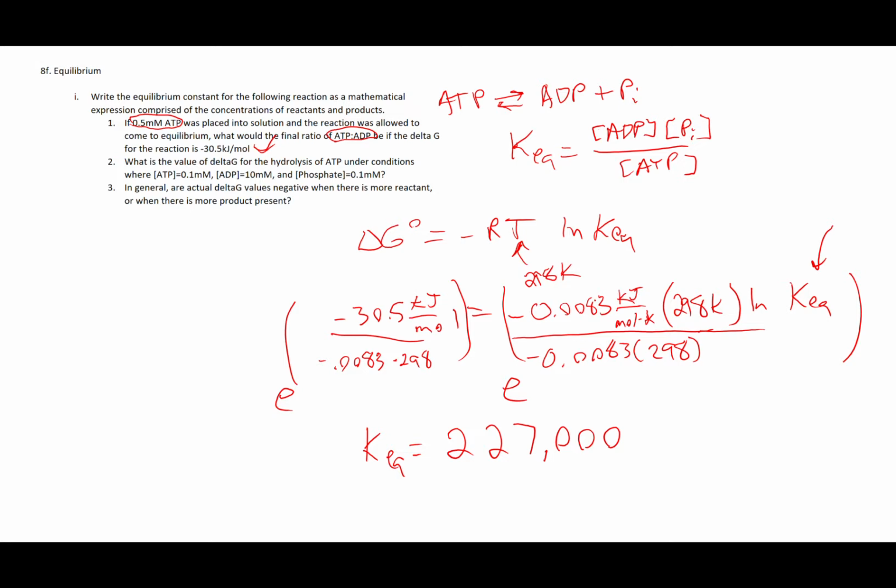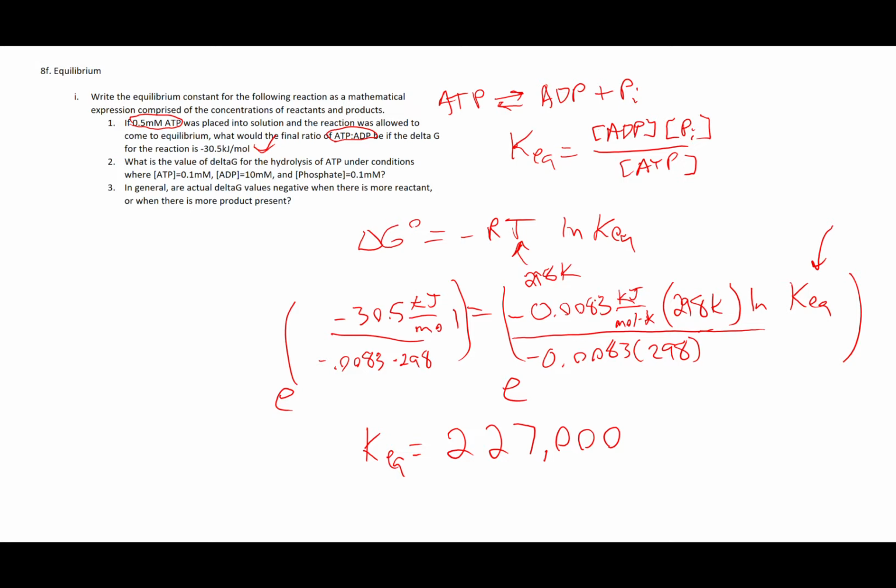So having a large KEQ is consistent with that, because this would imply that we have more products than we do of reactants. So again, saying the equilibrium lies to the right. All right, so we know that the KEQ is equal to this relatively large number now.